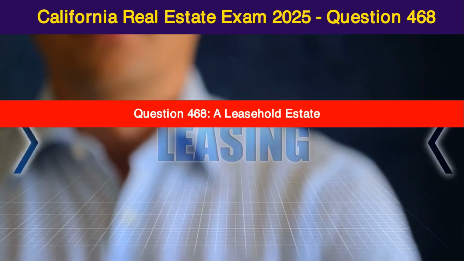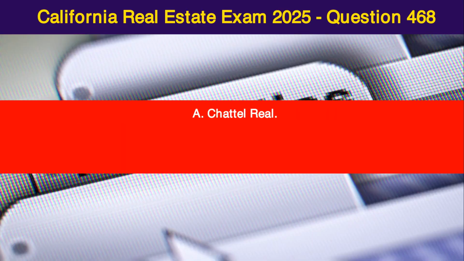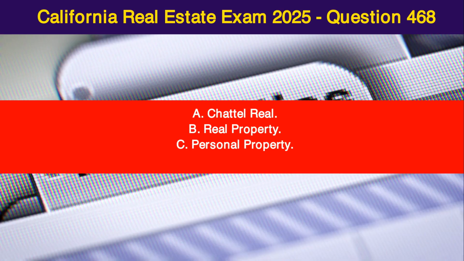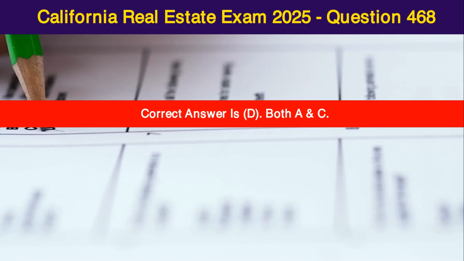Question 468. A leasehold estate is A. Chattel real, B. Real property, C. Personal property, D. Both A and C. Correct answer is D. Both A and C.